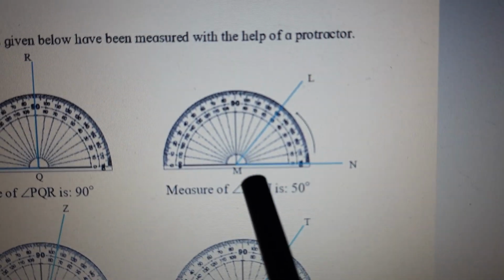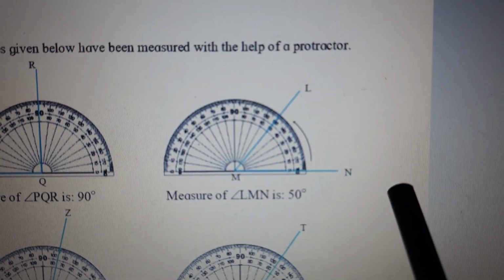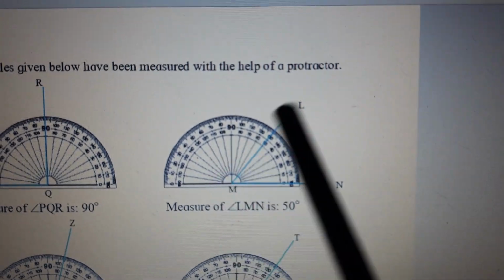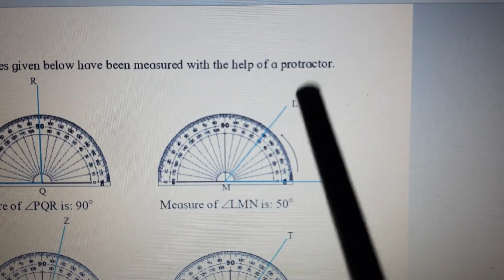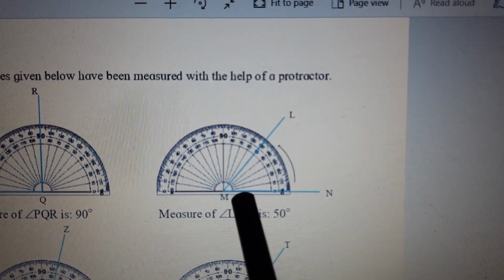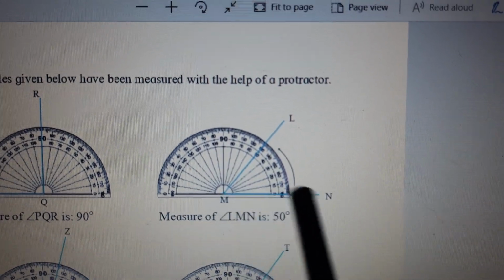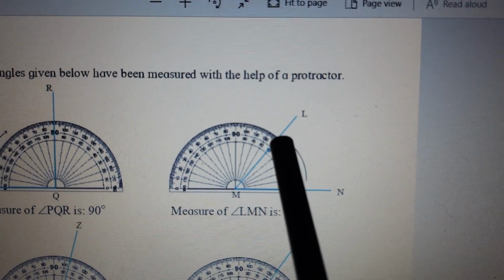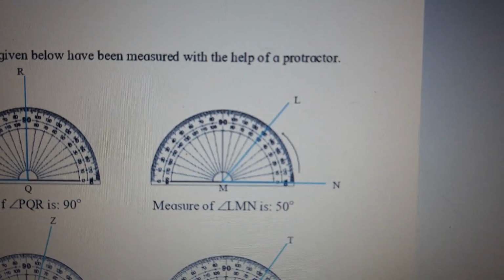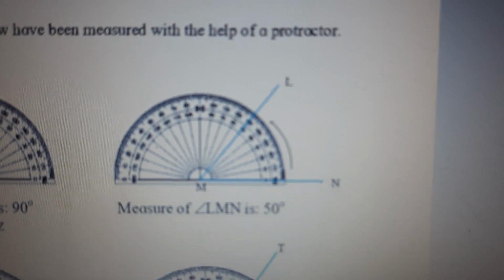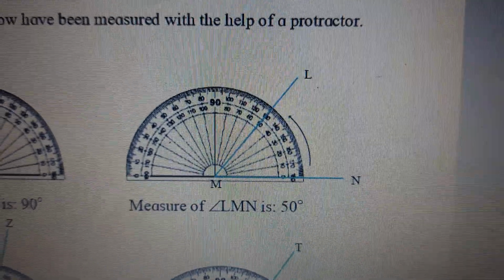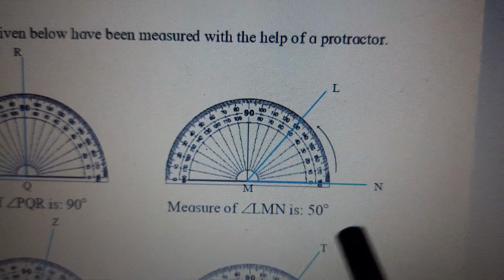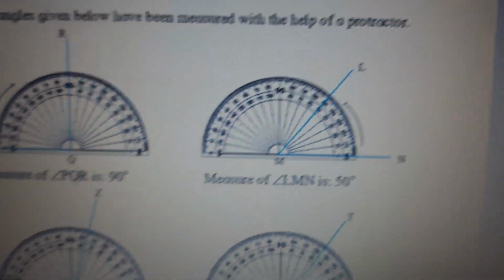Here on this protractor, you can see the angle is made towards the right side. So the baseline is MN and this is ML, angle LMN. You can see it is placed in the center, and from here you will check 0, 10, 20, 30, 40, 50 degrees. So it's 50 degrees. Can you all see that 50 degrees? Yes. So angle LMN is making 50 degrees. Next one.